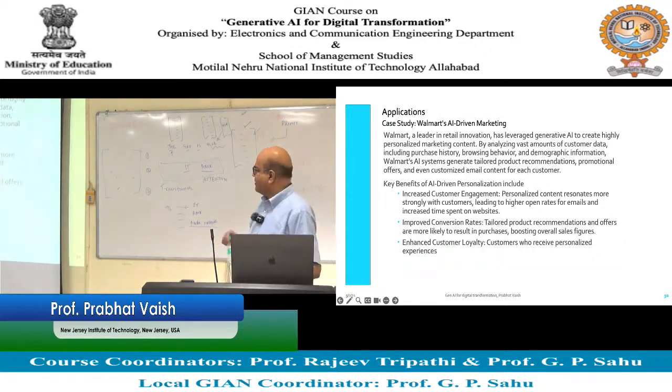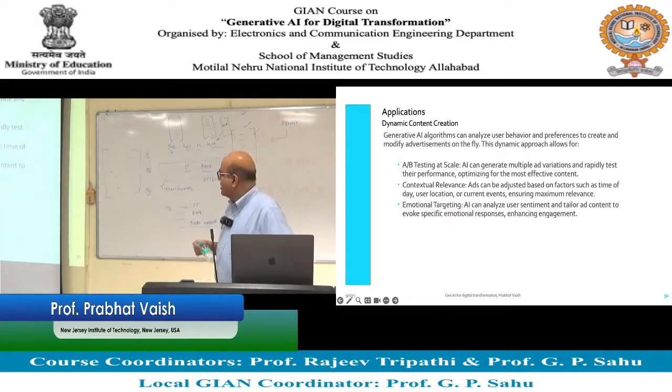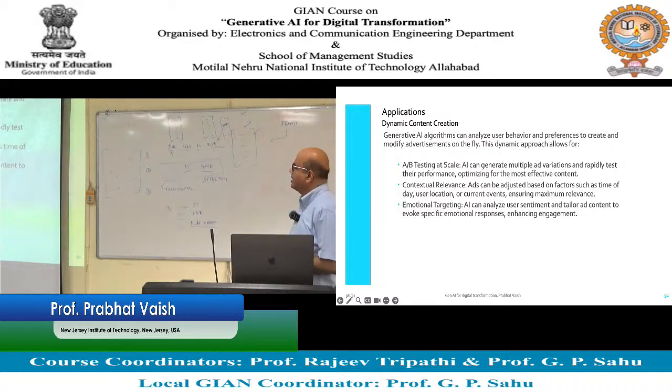Here's a case study. I'm not going into the detail. This is Walmart's AI-driven marketing. There are some examples. We'll keep coming back to it, but dynamic content creation, that's happening a lot. A/B testing, that's what you can do. You can generate multiple versions of the same thing, like multiple offers being sent to different target customers, and then figure out which one is working better, which one's not.